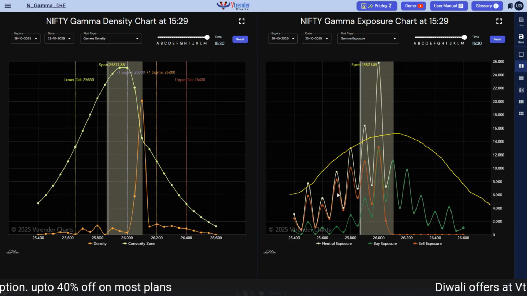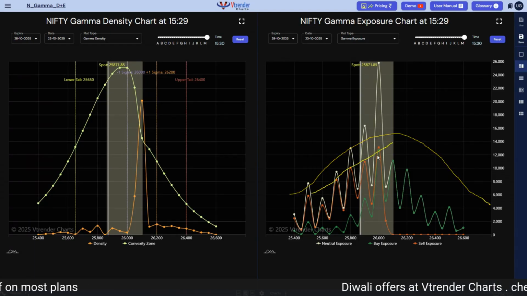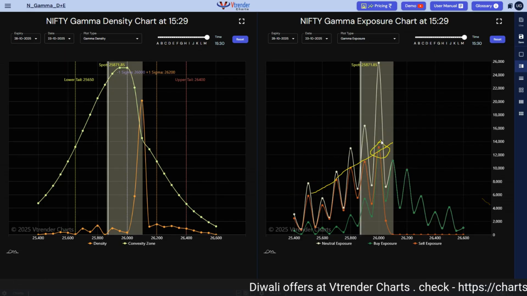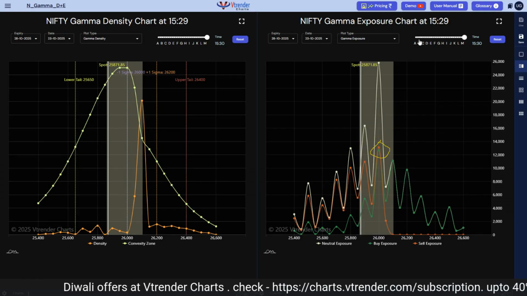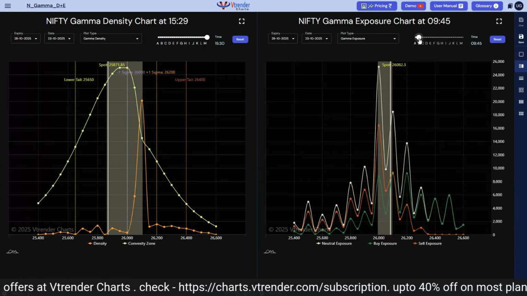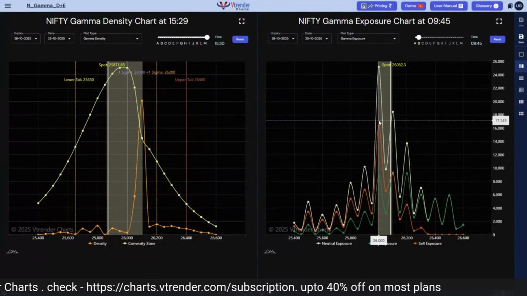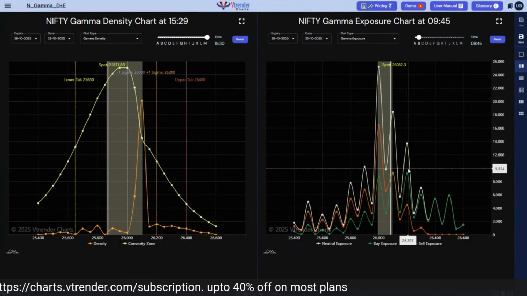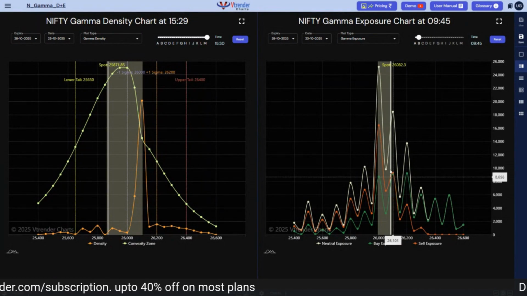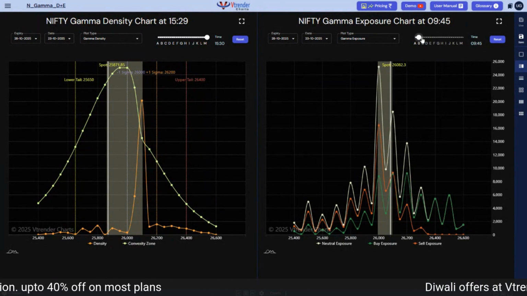So right now you can see how the gamma exposure chart also is undecided, in the sense you have many peaks, mainly short gamma, but then not much difference between the short gamma and long gamma. This was not the case when we started the day. It changes as per the auction changes. So here you can see 26,000 was short gamma, but 26,200 was long gamma, and here we had almost 3 peaks in the B period.